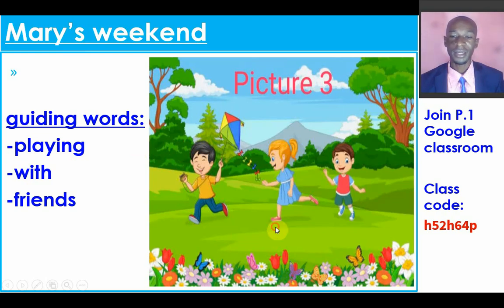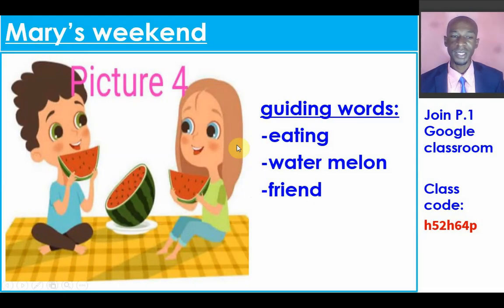Let's get to the fourth picture. In picture 4, we see Mary, after playing, is here with a friend. According to the guiding words, we are seeing eating watermelon. Eating watermelon with who? With a friend. So we say Mary is eating watermelon with a friend.